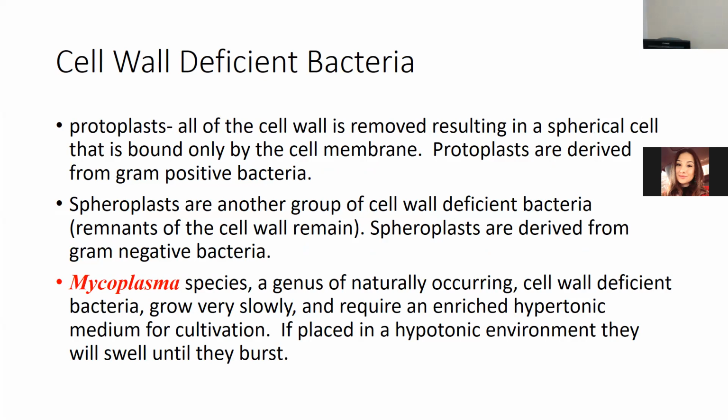Spheroplast is another group of cell wall deficient bacteria. Mycoplasma species that we see in the lab is a genus of naturally occurring cell wall deficient bacteria. They grow very slow. You have to put them in enriched hypertonic media for culture. So that's what I mean by they're hard to what? Culture. So with Mycoplasma, we may need some other way of identifying it.